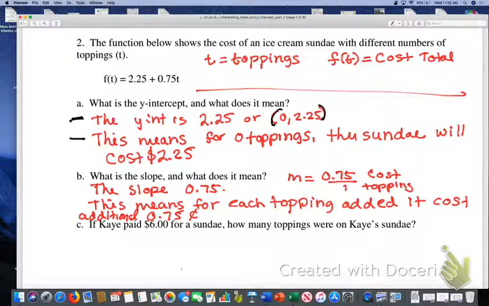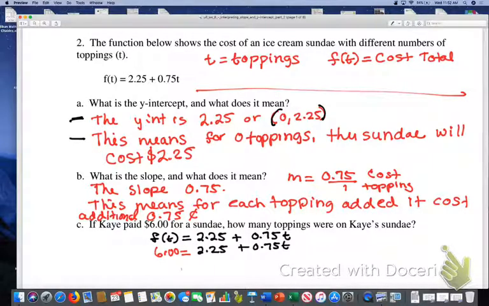Okay, now if K pays $6 for a sundae, how many toppings were on K's sundae? What am I doing with that, Cameron? Okay, so you want to write the first equation, the normal one. The f of t equals 2.25, the cost of the sundae, plus what? 0.75 t. And then you write $6 equals 2.25 plus 0.75 t.